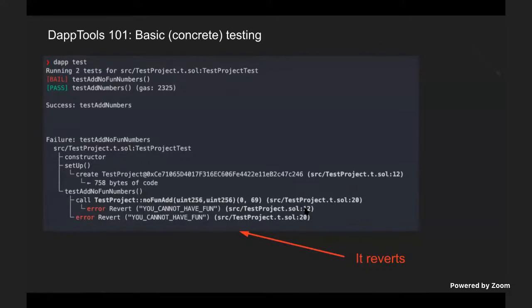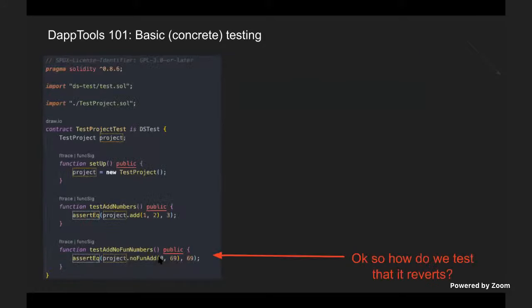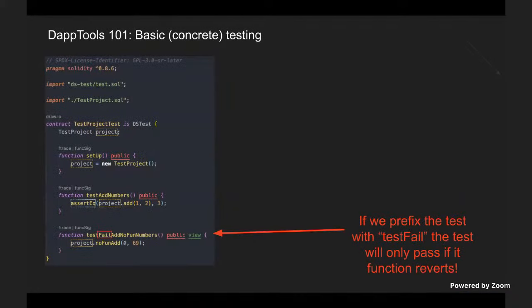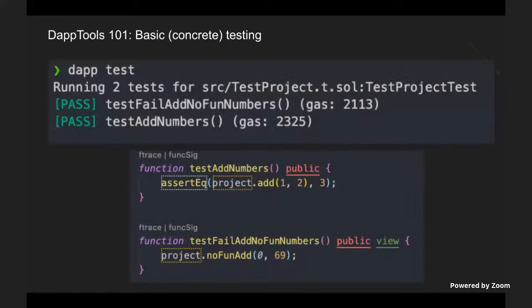It reverts on line 12 with the "you cannot have fun" message. So how are we going to assert that it's reverting here? It's probably simpler than you're expecting. You just prefix the test with fail. So test fail indicates that the test will only pass if the function reverts. And now when we run it, we can see it passes.